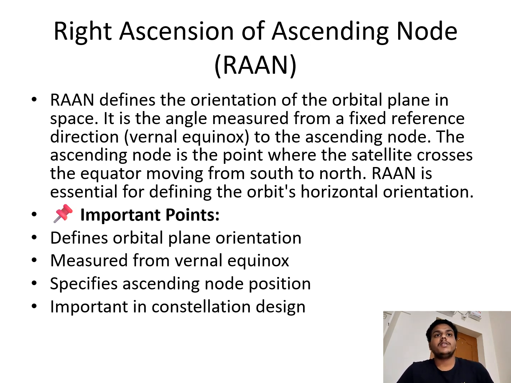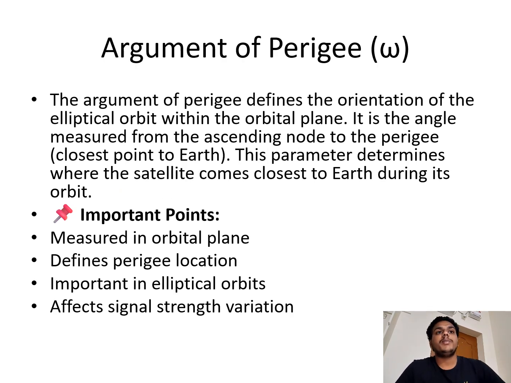All these are the important points for the RAAN. Next, argument of perigee. The argument of perigee defines the orientation of the elliptical orbit within the orbital plane. It is the angle measured from the ascending node to the perigee, meaning the closest point to the Earth. This parameter determines where the satellite comes closest to the Earth during its orbit.